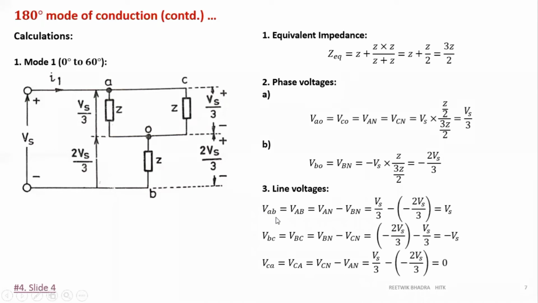Now we'll plot the line voltages VAB, VBC, VCA. VAB is VAN minus VBN. What is VAN? Vs by 3. And what is VBN? Minus 2 Vs by 3. So Vs by 3 minus of minus 2 Vs by 3 equal to Vs. VBC, since I have taken all these capital values in the graph, that's why I have made it similar over here. So VBN minus VCN is equal to minus 2 Vs by 3 minus Vs by 3, which is equal to minus Vs. So VCA is equal to VCN minus VAN, which is Vs by 3 minus of minus 2 Vs by 3, which is equal to 0.